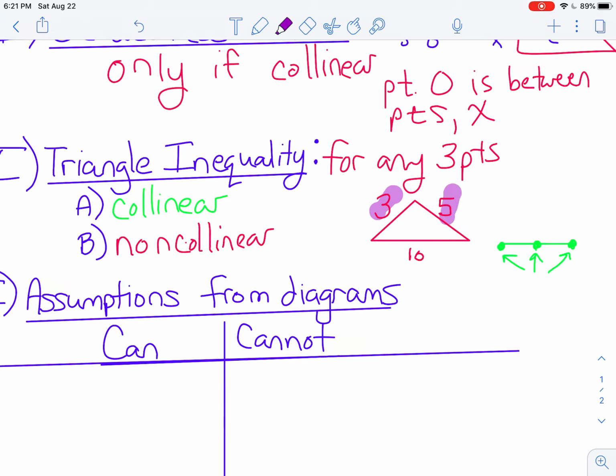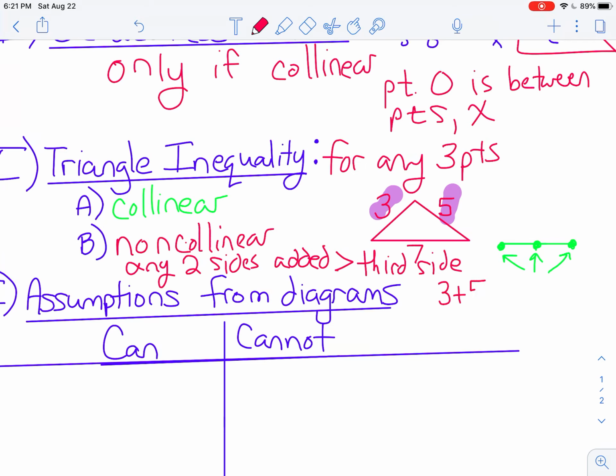Whenever you add up any two sides, it has to be greater than the third side. So any two sides added will be greater than the third side. What I mean by this is 3 plus 5 will be greater than 7, 3 plus 7 will be greater than 5, and 7 plus 5 will be greater than 3. Any two sides you grab will be greater than the third side.